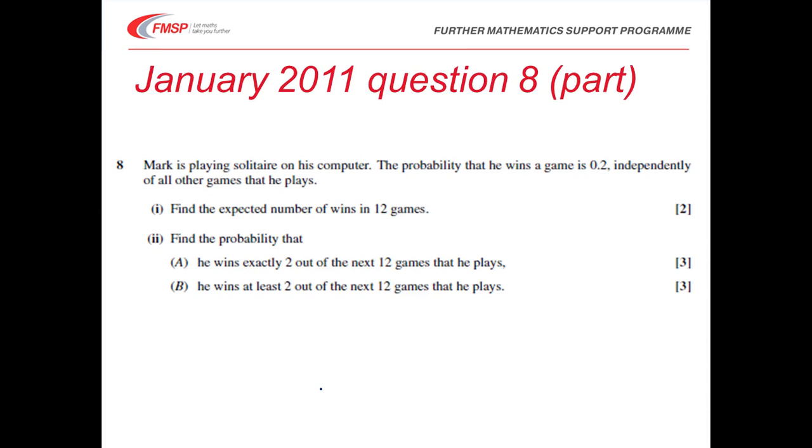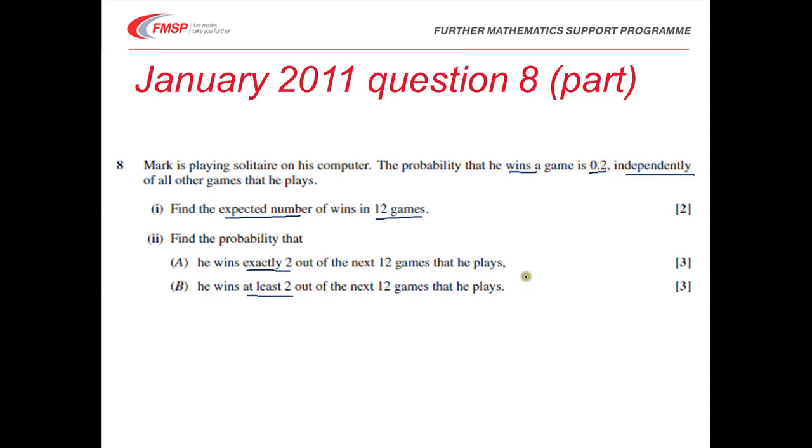Okay, let's look at a slightly more complex question. This is part of a question because the remainder of this question looks at hypothesis tests, which is in a separate revision video. Mark is playing solitaire. The probability that he wins is 0.2, independently of the other games. Find the expected number of wins in 12 games, and then the probability of exactly 2 and at least 2.